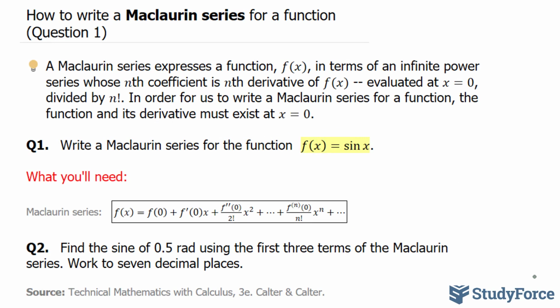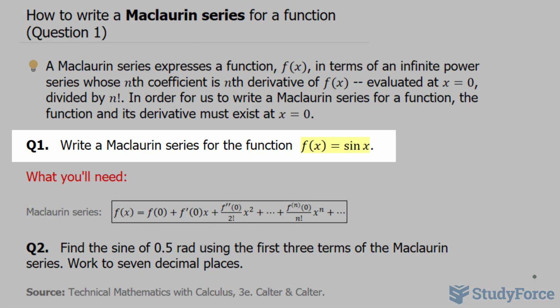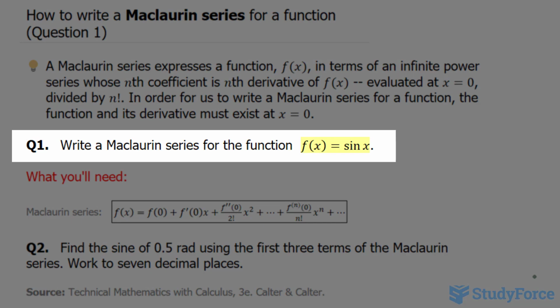In this lesson, I'll show you how to write a Maclaurin series for a function. This is question number 1. A Maclaurin series expresses a function, let's say f at x, in terms of an infinite power series whose nth coefficient is the nth derivative of f at x, evaluated at x is equal to 0 and divided by n factorial. The first question reads, write a Maclaurin series for the function f of x is equal to sine x.